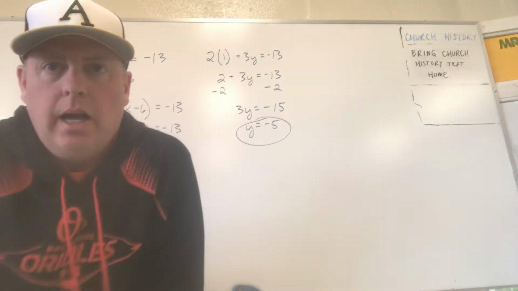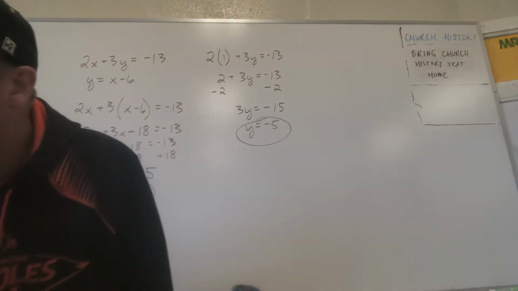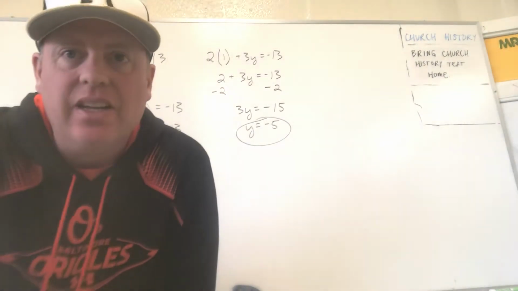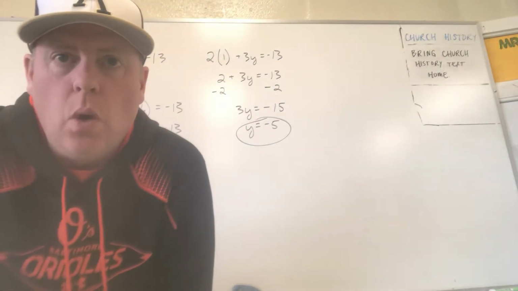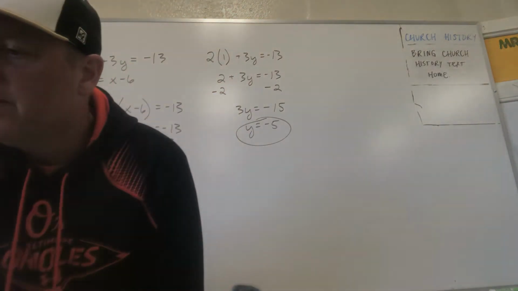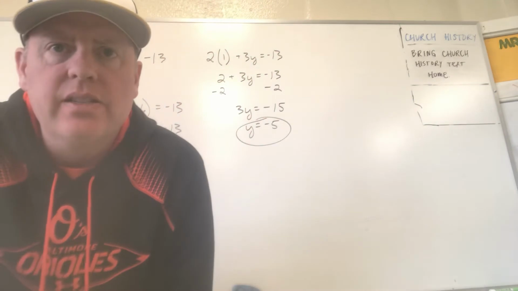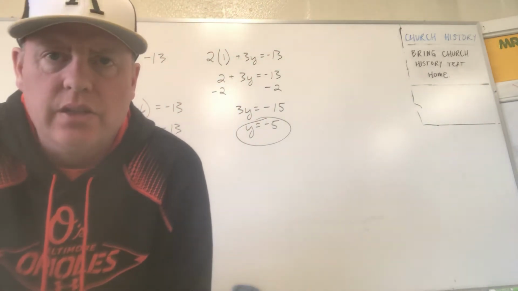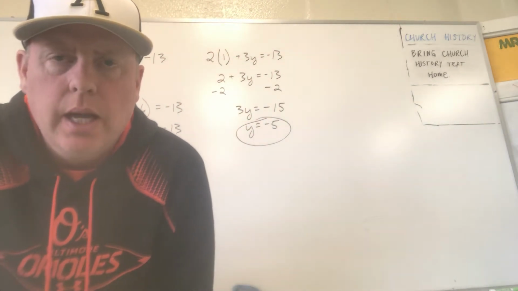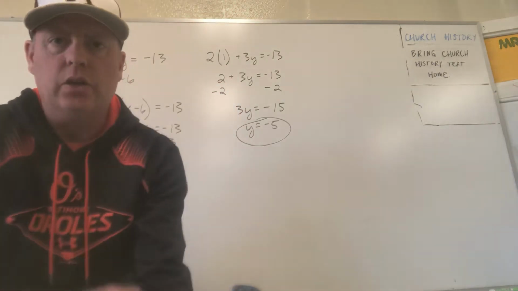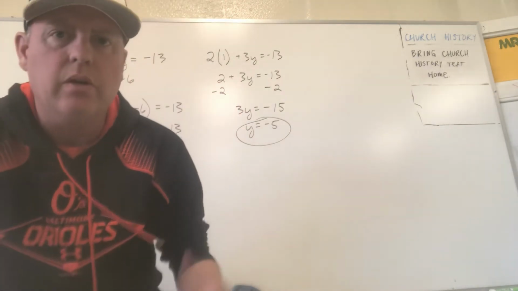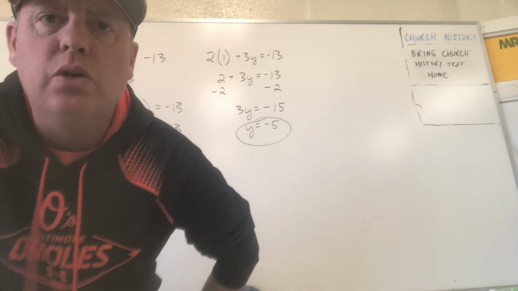Hi, boys. We are going to be working on lesson 67 today, Algebra 1. This is called the elimination method for solving simultaneous equations. Big words. I want to remind you what we've done before in the past. So far, we've done the substitution method.